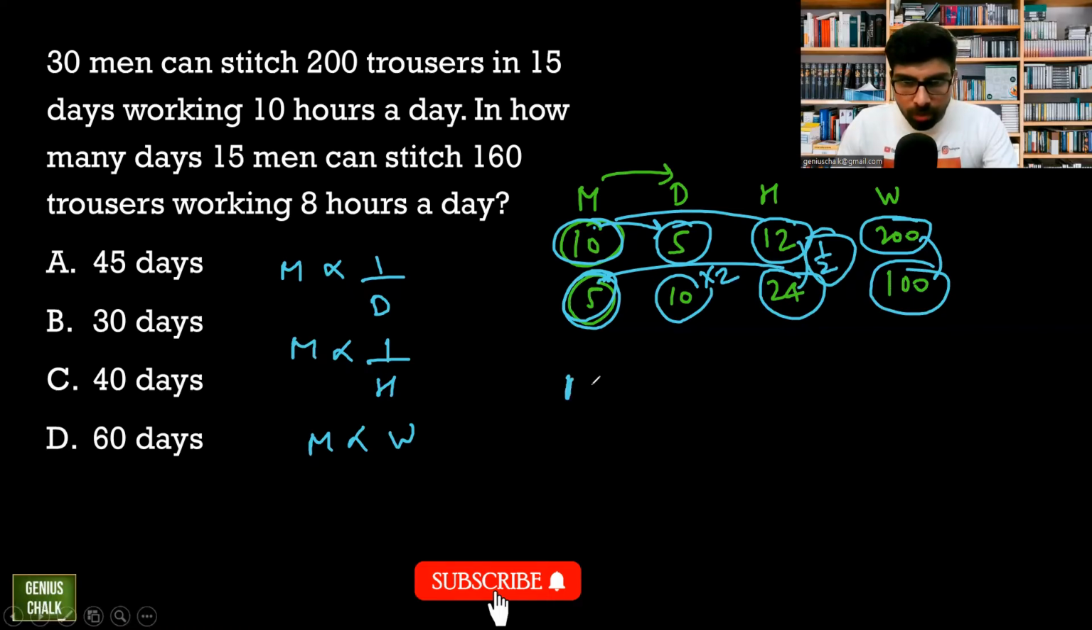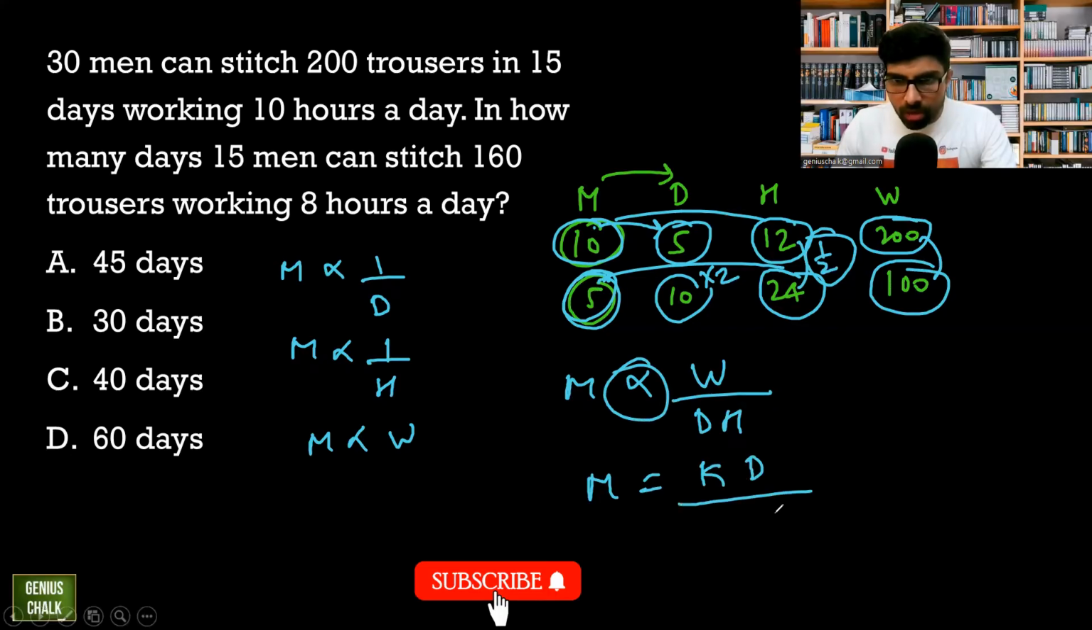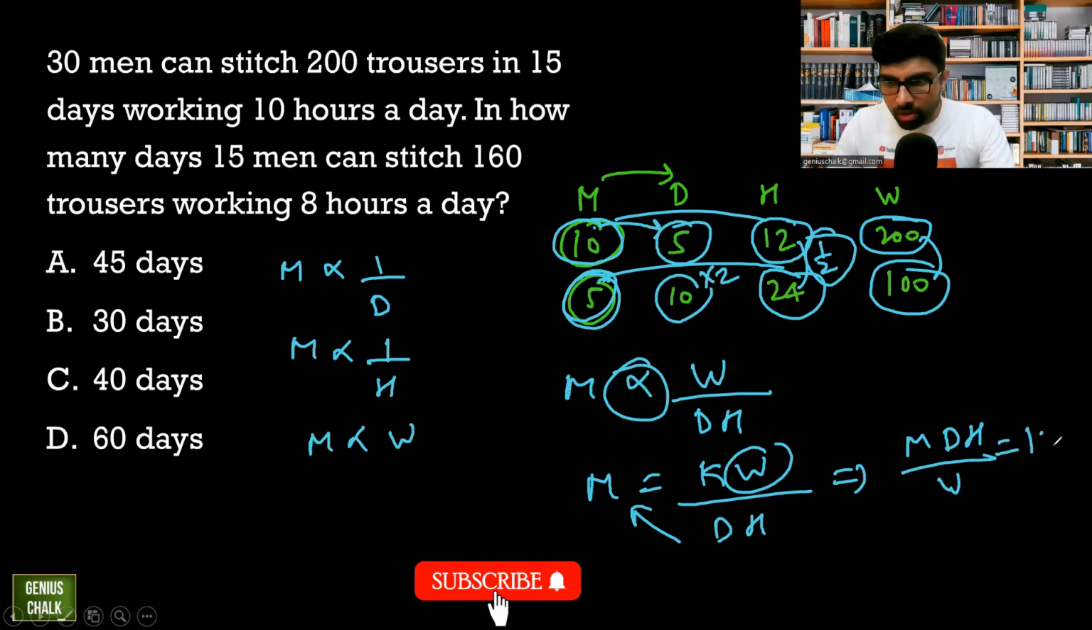If you combine all of them, men is directly proportional to W and inversely proportional to D into H. Now, in order to eliminate this proportionality sign, we use some constant. So M equals K W by DH, where K means some constant. So this DH will go this side, MDH, and this W will come this side, and this is also equal to K. This is the formula which you have got.